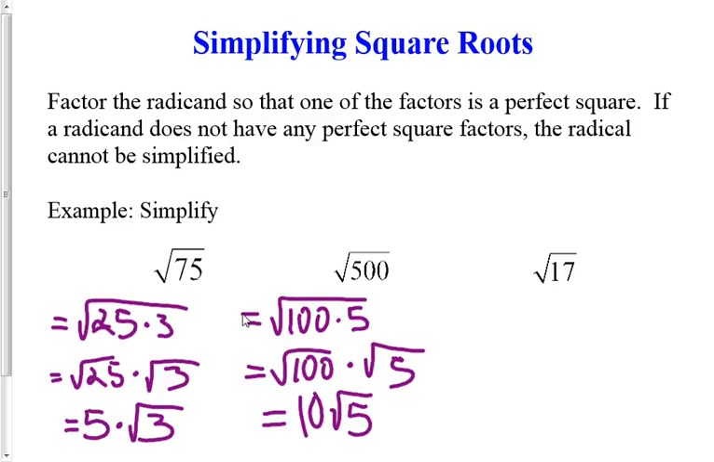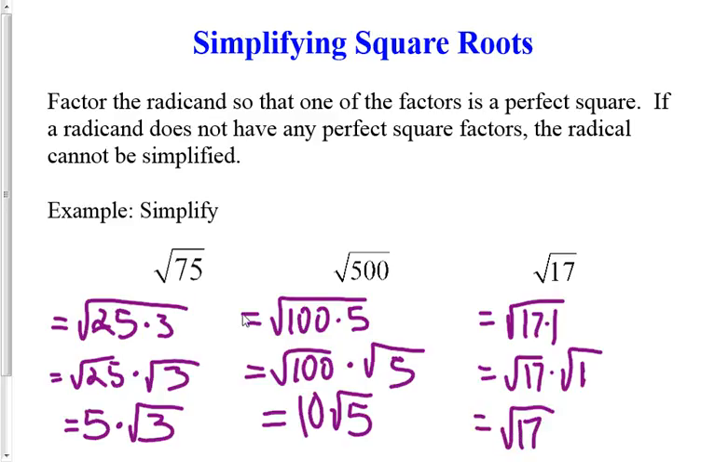Square root of 17. Well, 17 is prime. I could write that it equals the square root of 17 times 1, which equals the square root of 17 times the square root of 1, which is just equal to 1 times the square root of 17, or square root of 17. So even if I go through the work with a prime number, I will still remain with a radical that cannot be simplified, leaving square root of 17.